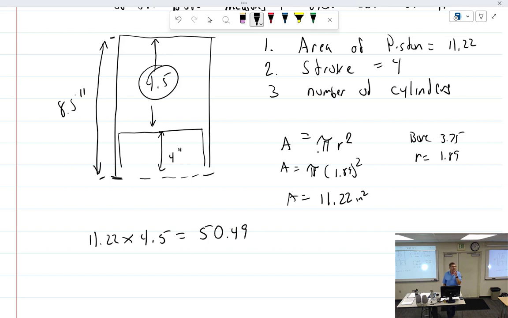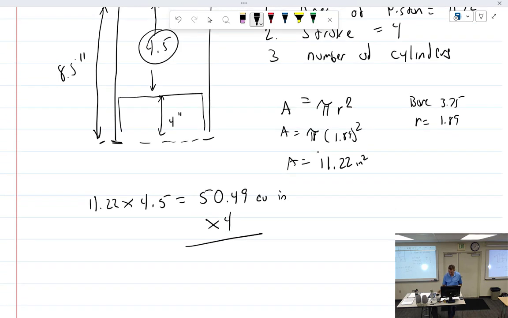That is the displacement, or the cubic inches of one cylinder. So cubic inches of one cylinder. How many cylinders were there? 4. So multiply it by 4. 201.96 cubic inches total of that engine. And again, that's the worst one.